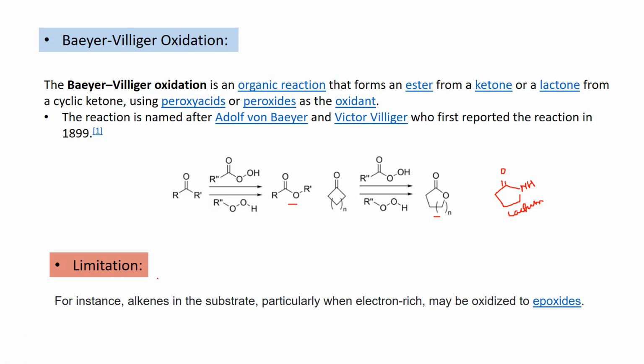There is a limitation. Suppose a compound contains a ketone as well as a double bond, and the double bond is also electron rich. There is a high probability that the double bond gets oxidized and gives an epoxide instead of the oxidation of the carbonyl compound. If an electron-rich double bond is available, there is a high chance of getting an epoxide product.